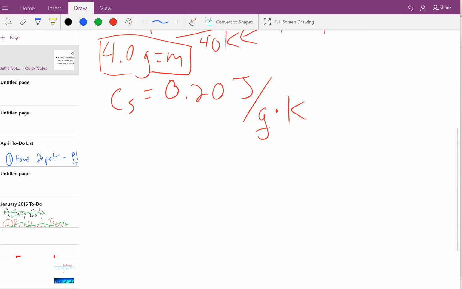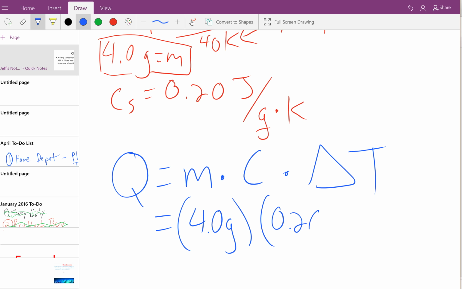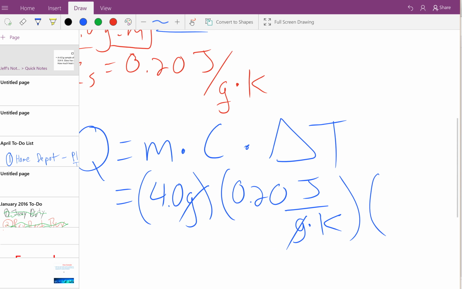Now, if you were to solve that, you would put something like this. Q equals M times C, CS or CP, times delta T. And actually, we know all those things already. M is equal to 4.0 grams. C is equal to 0.20 joules per gram Kelvin, and grams can cancel out. And the change in temperature we just figured out to be 40 Kelvin. So if you plug all of those numbers in, you just have to do a little bit of math.